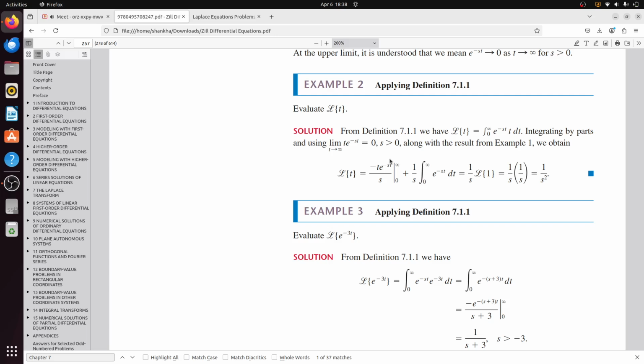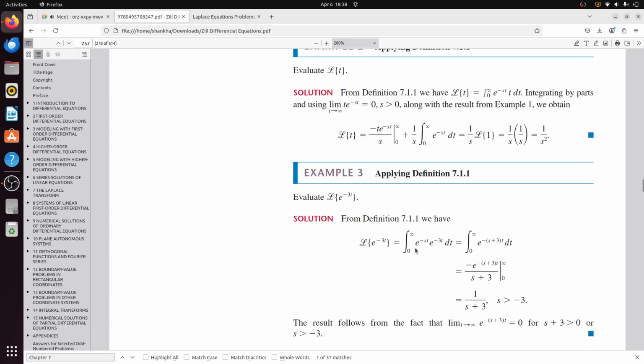Okay, Laplace transformation of t to the power n is nothing but gamma n plus 1 by s to the power n plus 1. Next, Laplace transformation of e to the power minus 3t. You can also use other approaches, but you can use the first translation formula. See how the translation formula works.